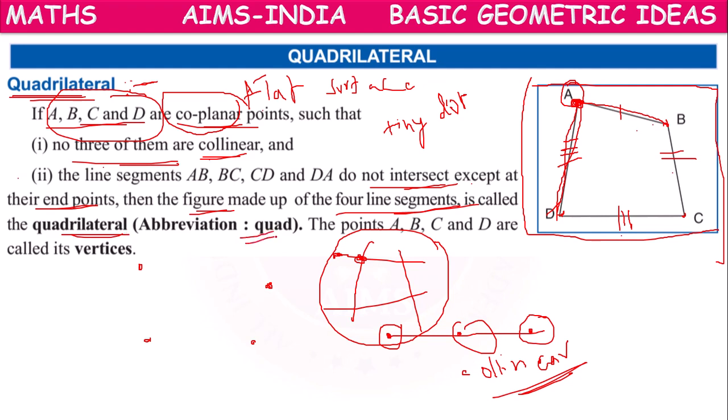The word quad stands for 4. So it is the figure formed by 4 sides. And the dots are the intersecting points. A, B, C, D are considered the vertices of the quadrilateral.